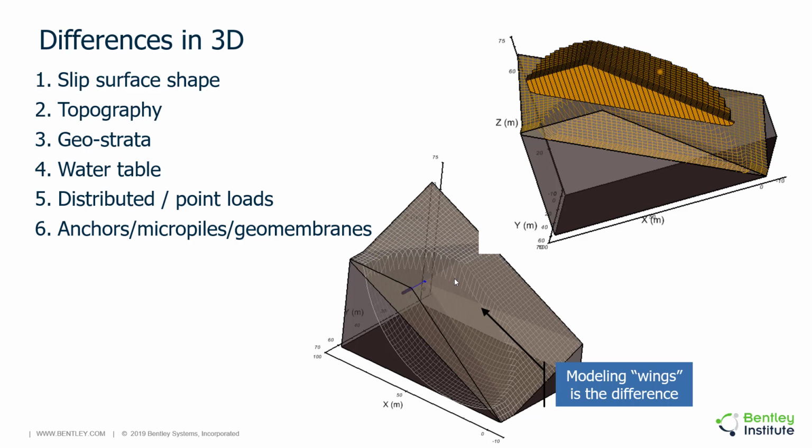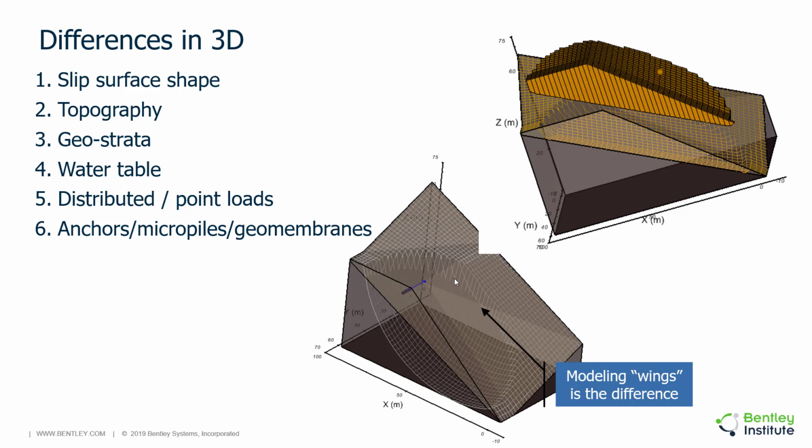Then you can have distributed or point loads in your model, which ideally should be represented as they are, as true distributed or point loads in 3D space. And lastly, you can also have anchors or support mechanisms for a slope that really are applied to a slope in a three-dimensional manner, and anchors don't have to be perfect spacing in the third dimension.